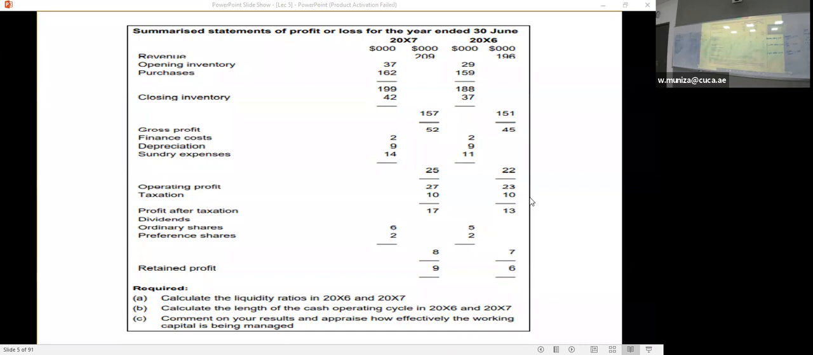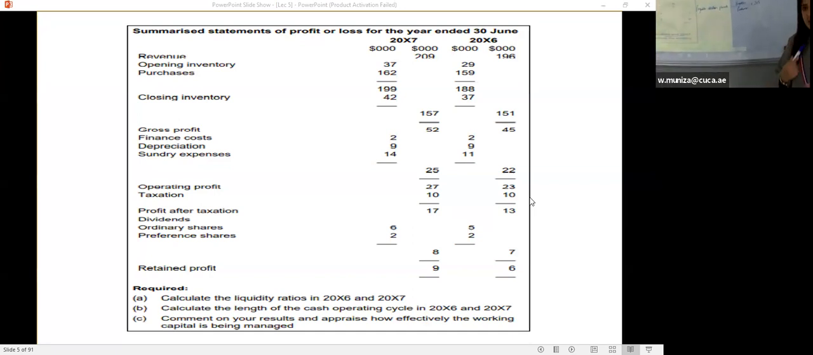51 days. No, 43 from 2006. Okay, 43 days and 51 days. Now again, we can see that the receivables collection period is increasing. It means that the organization is now taking more time to recover its debts from the receivables.